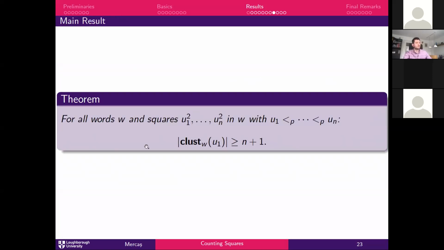And from all of these points, we get our main theorem, which says that for any chain of squares, the cluster of the prefix is going to be bigger than n, the number of squares, plus 1. And I will explain shortly how we got this.